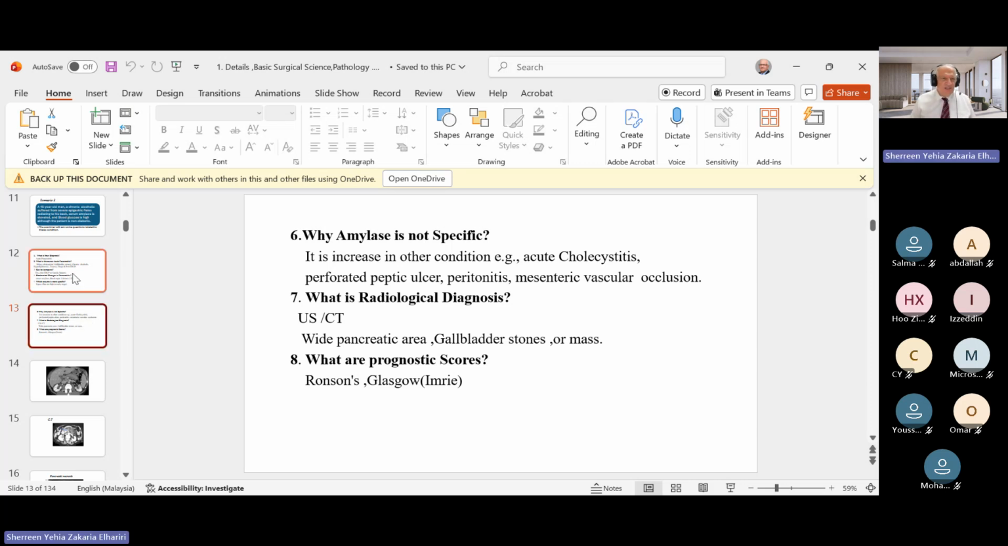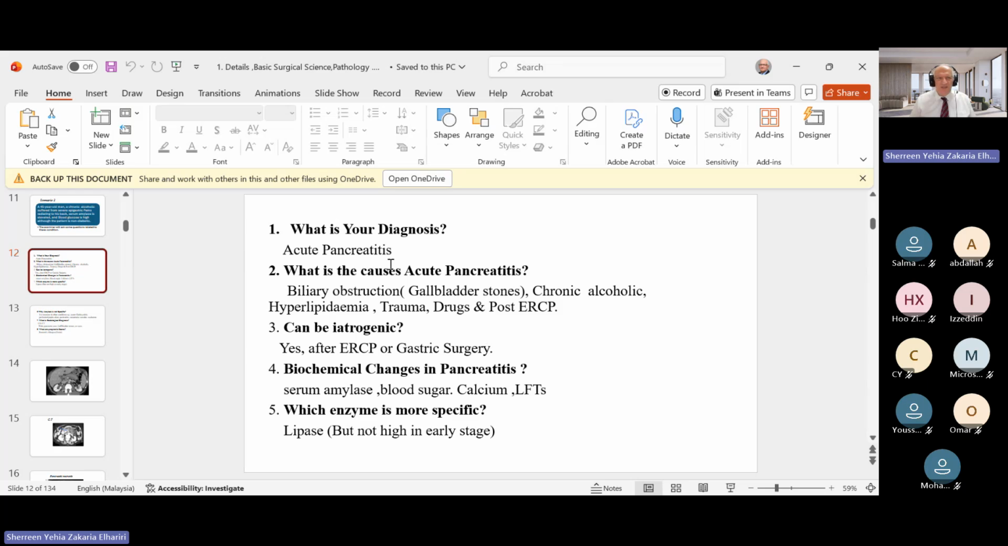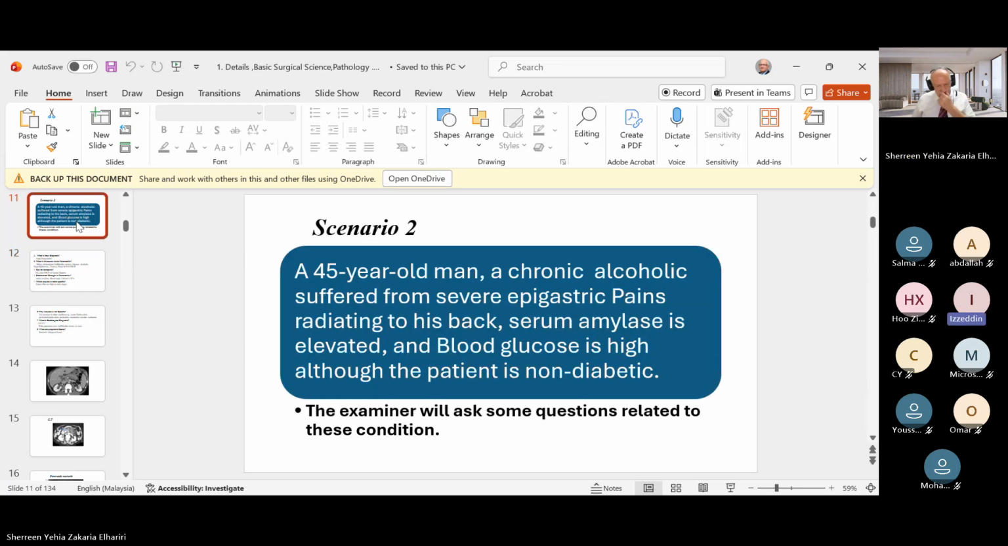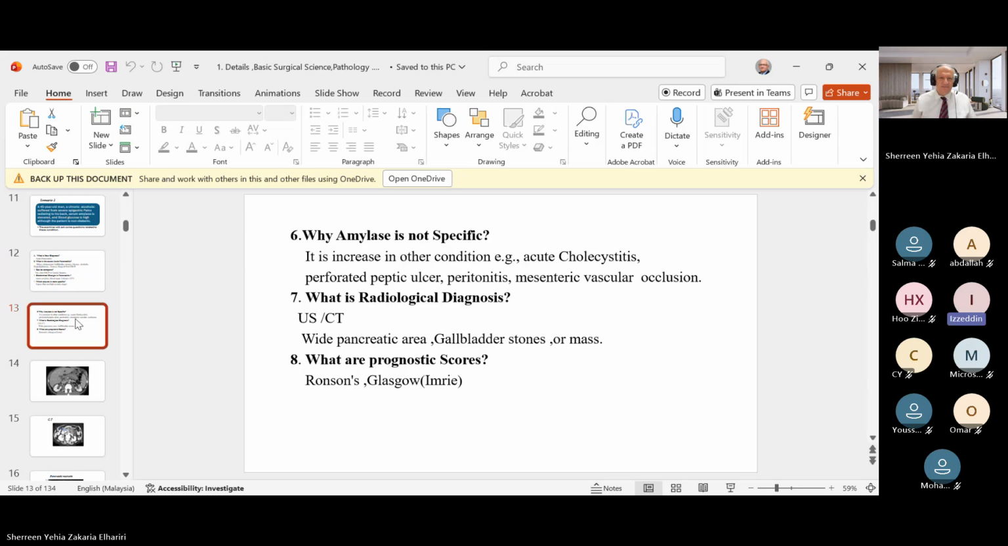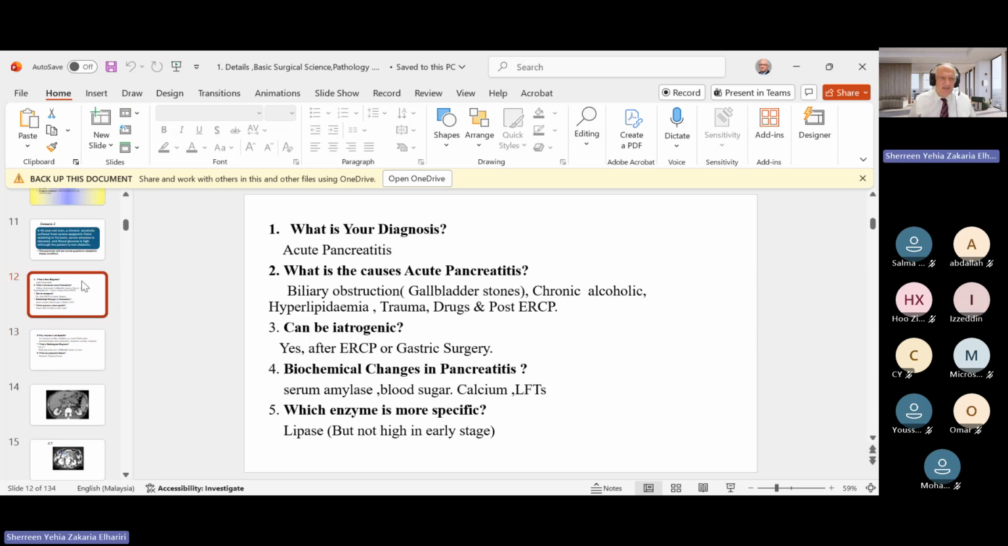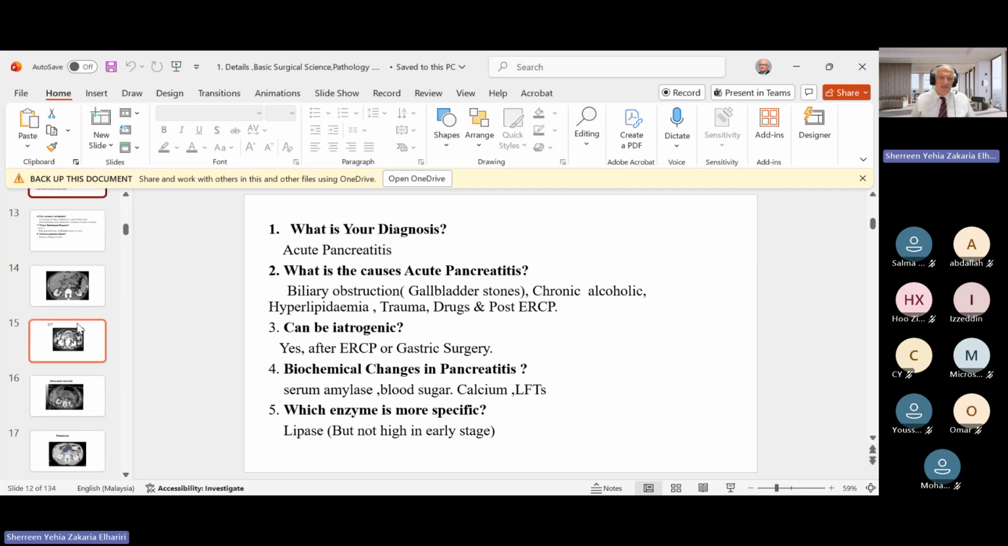So what is the radiological investigation you can do to confirm the diagnosis of this patient? The CT scan with contrast. CT or ultrasound and CT. Okay. What are the lab investigations you need to do? You need to do amylase, lipase, of course. You need to do the FBC. Maybe you can also do LDH, calcium, liver function, renal function, baseline investigations, arterial blood gases. All these must be done.